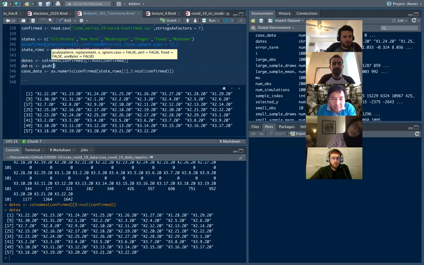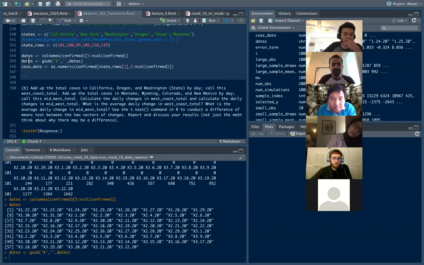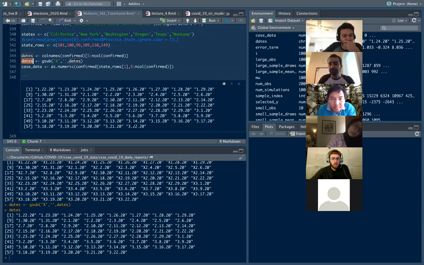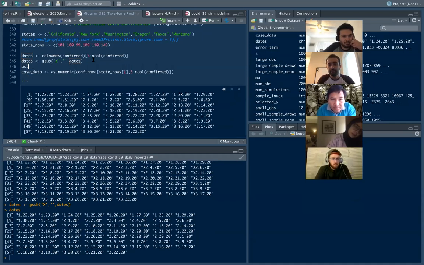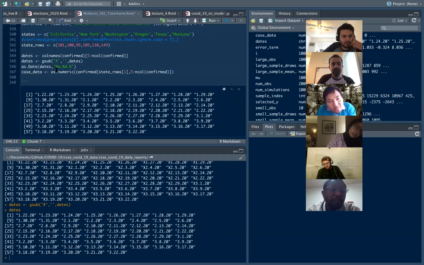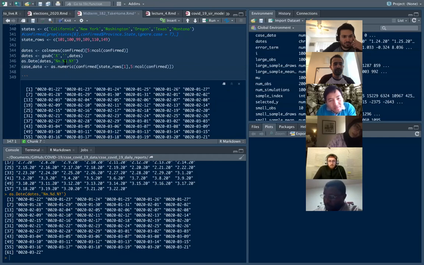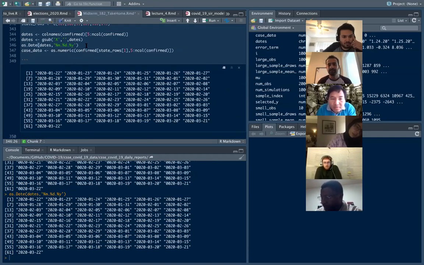With those dates, I want to get rid of that X. So I can use the command gsub. Gsub takes in a pattern that I want to replace, capital X. What do I want to replace it with? Nothing. Where do I want to do this? Inside of the dates vector. So then dates now looks like this, 1.22.20 all the way up to 3.22.20. Make sense? Okay. R doesn't know this is a date. It's just a string to R. So we need to convert this into an actual date using the as.Date command. With as.Date, we can take in the dates and then specify the format of the dates. It's %m dot %d dot %y. That'll convert the dates into actual dates in R.